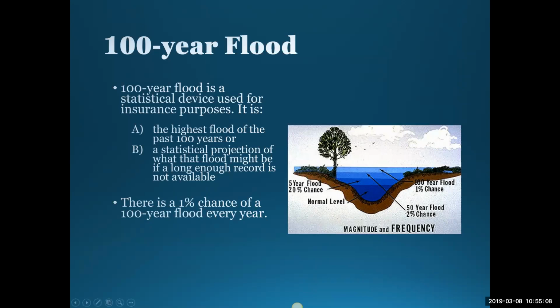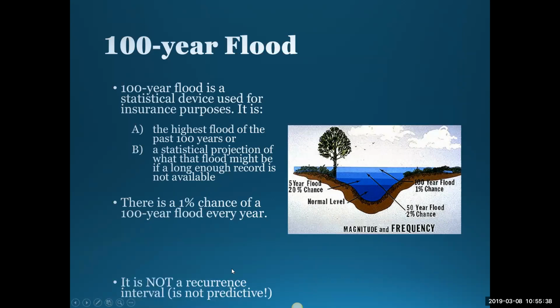And I like this graphic here. Essentially, it's a flood line. So at this point, if we're looking just at this image, if the water level got up to here, then it would be a 100-year flood. That's the magnitude of it. It's a 100-year flood.